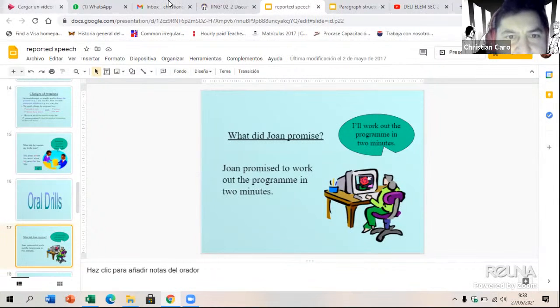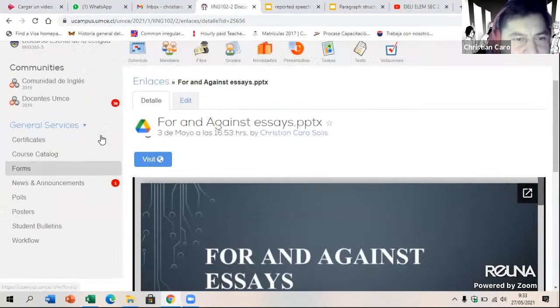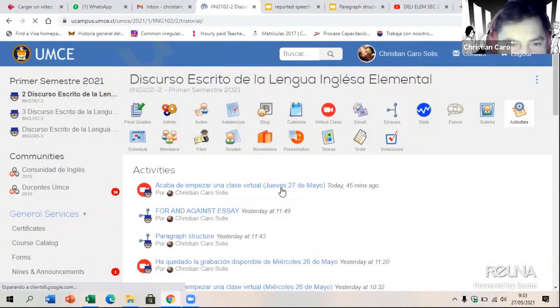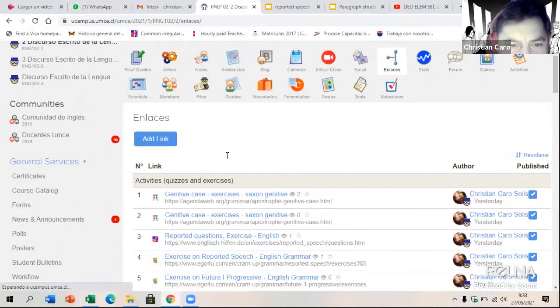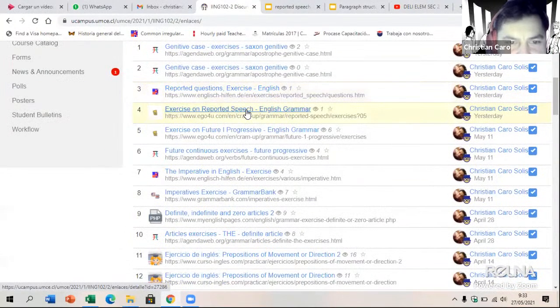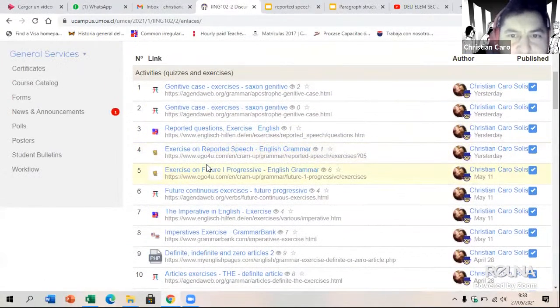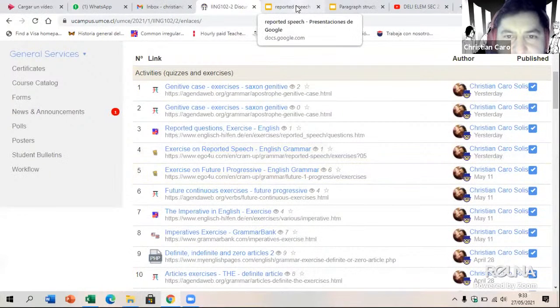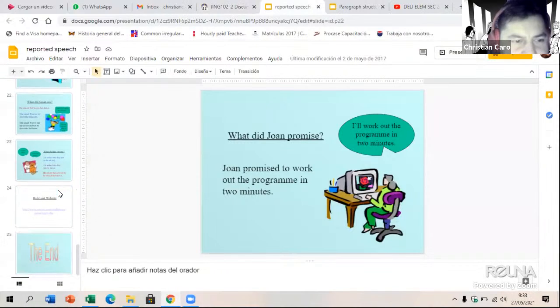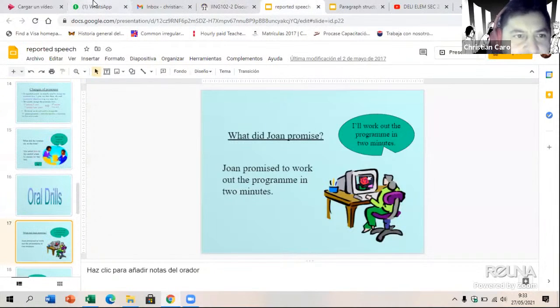So for you to practice, I'm going to leave you with homework then. Homework to do at home. We have here in the links, here, reported questions we have here, exercise on reported speech. So you can do both in this case. There are 2 exercises here. And I also uploaded this reported speech. Let's say there are more exercises that follow afterwards. So you can see them in UCampus.